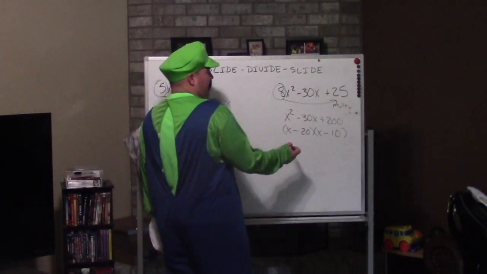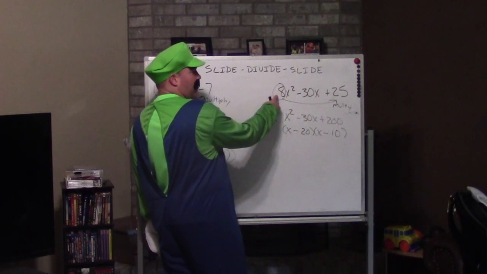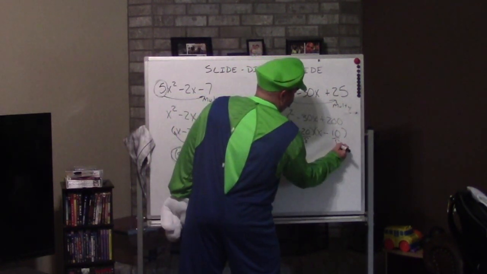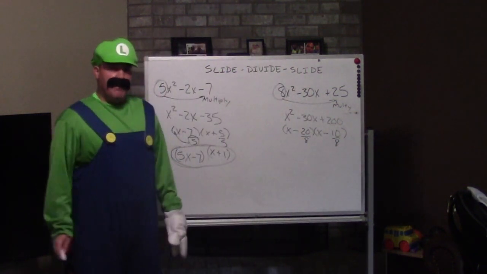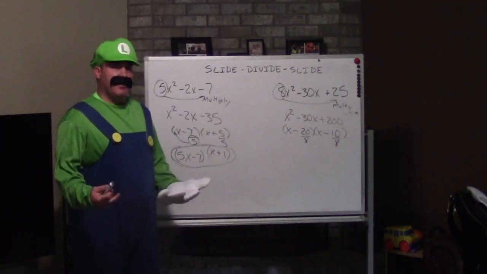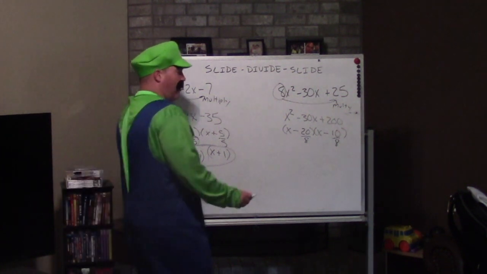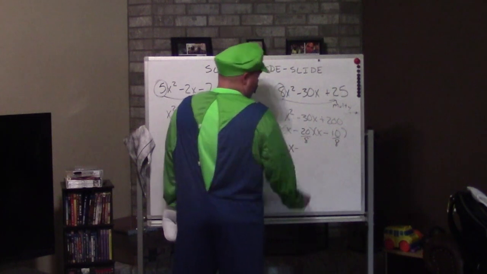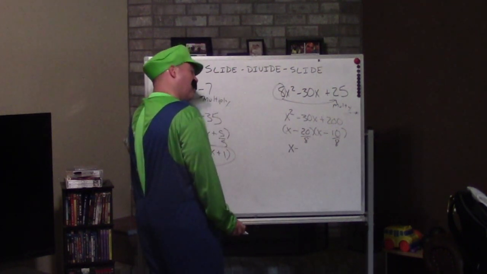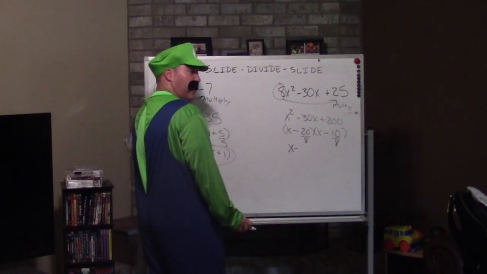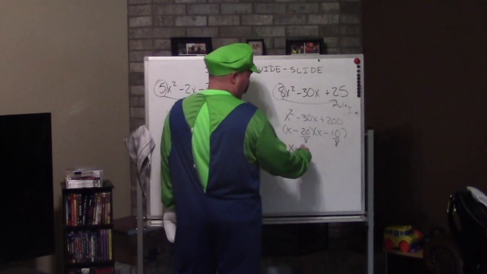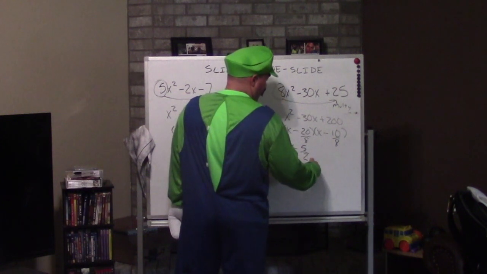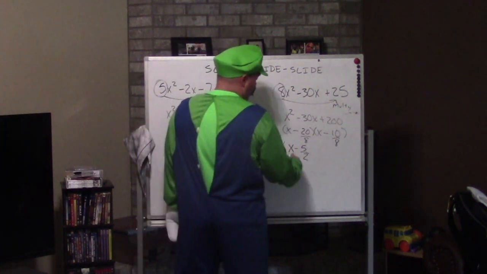Alright, now I'm going to divide. I'm dividing by whatever number I slid at the very beginning, so I'm dividing by 8. When I divide by that 8, I've got to reduce both of those. So 20 divided by 8, what goes into 20 and 8? 4 goes into 20 and 8. So 20 divided by 4 is 5. 8 divided by 4 is 2. So I get x minus 5 over 2.